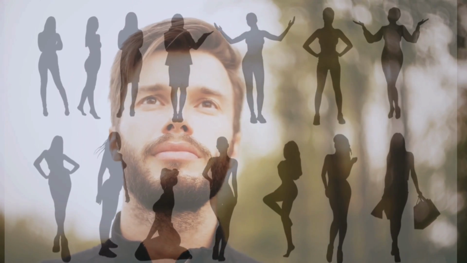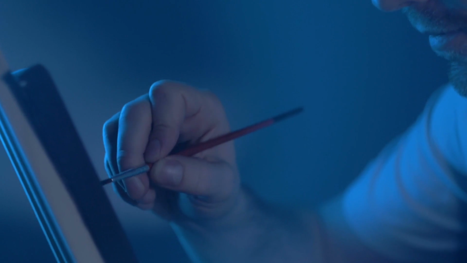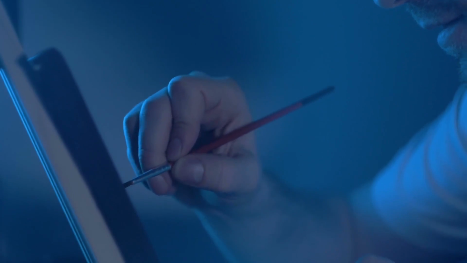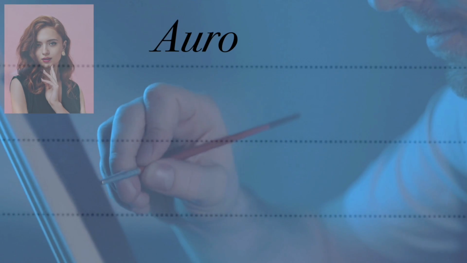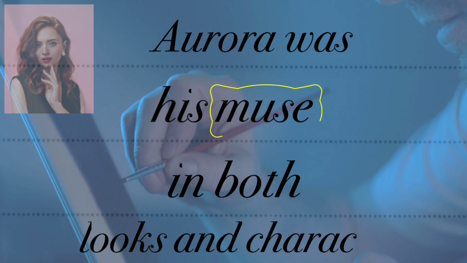He had seen plenty of gorgeous women throughout his life, but no one could hold a candle to Aurora. A woman with long, wavy auburn hair and bright green eyes, Aurora certainly caught the eyes of most people who met her. The man, who was an accomplished oil painter, would spend hours painting the woman's face. Aurora was his muse in both looks and character.